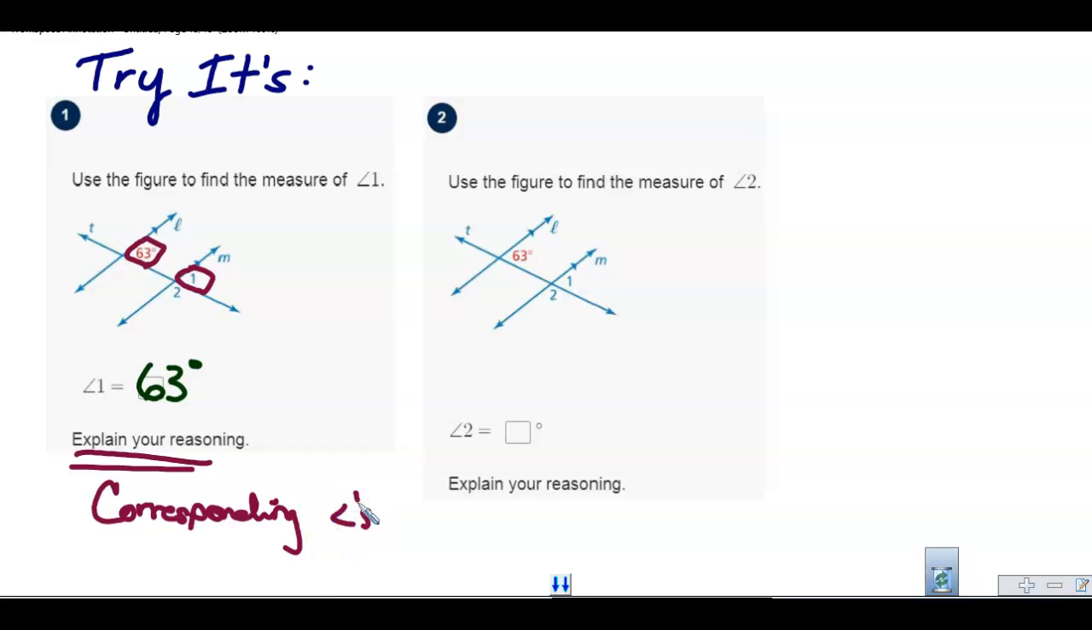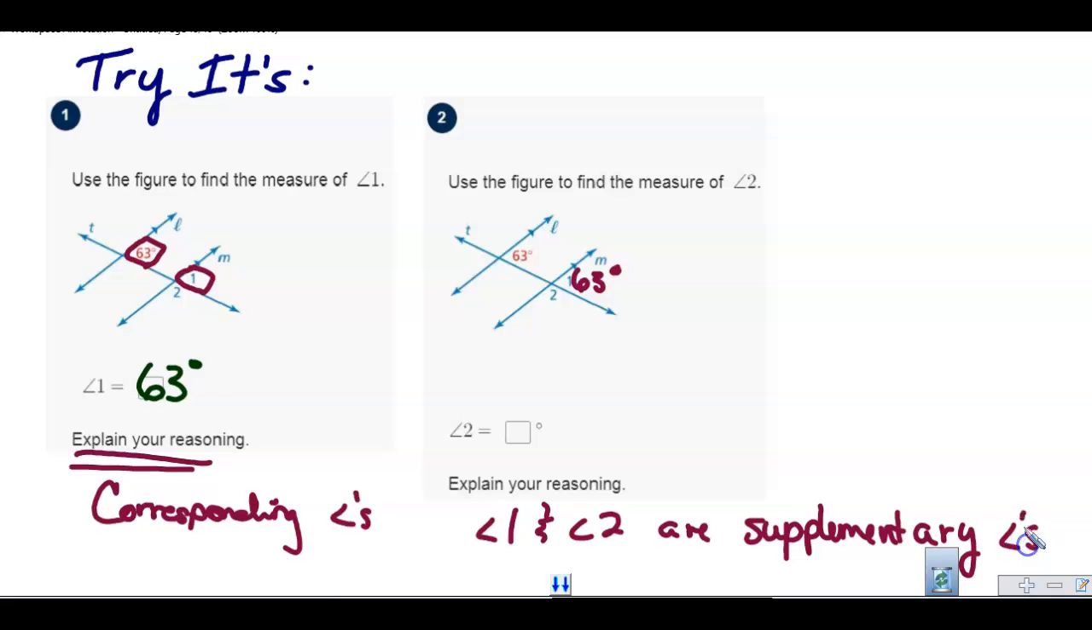Try it number 2. You had to identify angle 2. Well, we already know that angle 1 is 63 degrees, and using our prior knowledge, we know that angle 1 and angle 2 are supplementary. If they are supplementary, they add up to 180 degrees. 180 minus 63 is 117. So angle 2 is 117 degrees.